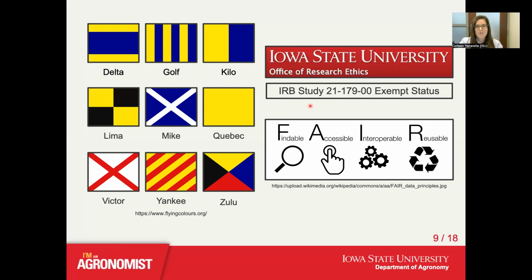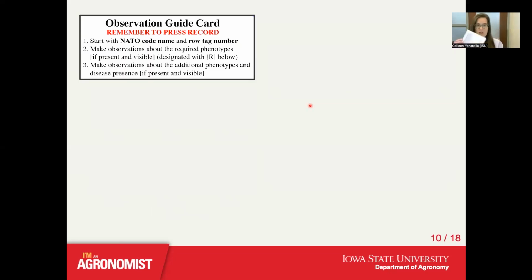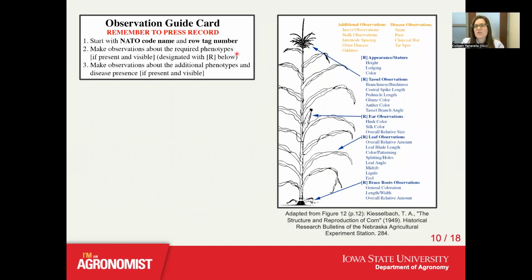Next, let's discuss how these recordings worked and the equipment that the students went through in the field. In addition to their recorders, they were given small cards that were just folded paper that included a reminder to hit record and to say their NATO code name and row tag number at the start of each observation. These cards also had diagrams of corn plants and required traits that we wanted them to talk about if it was present or visible, and additional observations to describe if present and visible.